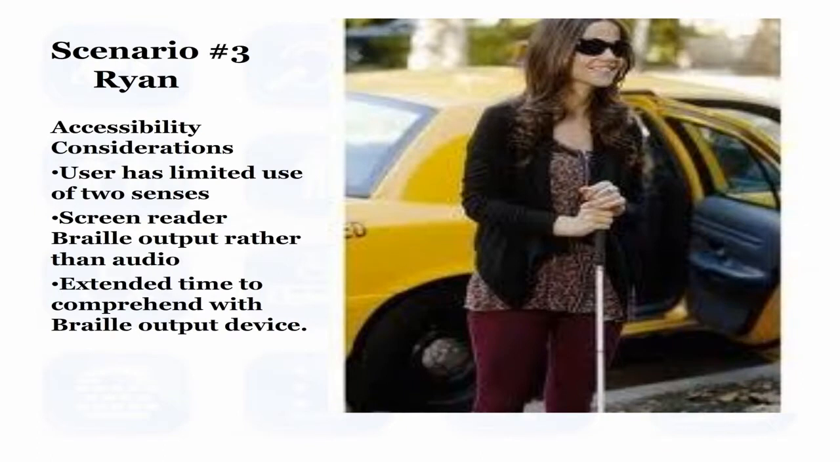Hopefully some of the considerations you came up with were that this particular user demonstrates users that are limited by use of more than one sense. In this case, the screen reader needed to provide a braille output, as an audio output would not be sufficient as the user is deaf. An additional consideration can be that braille output devices run very slowly, causing the user to take a much longer time to comprehend the text or graphics.